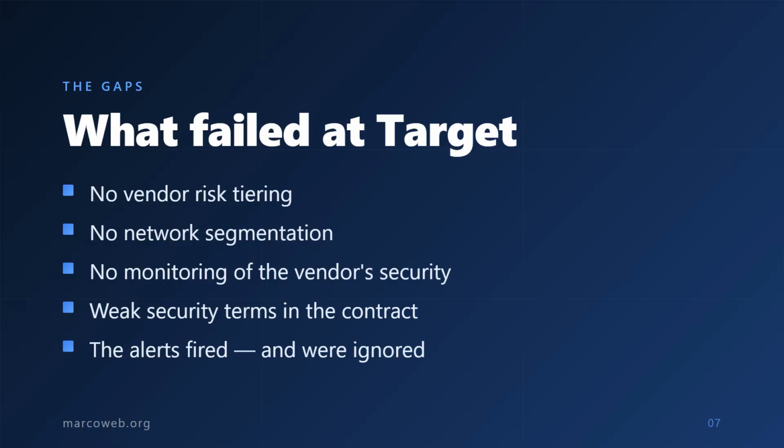At Target, the gaps were textbook. There was no risk tiering, an air conditioning contractor was treated like any other vendor. There was no network segmentation, the vendor zone had a clear path to payment systems. There was no monitoring of Phasio's security posture. Security requirements in the contract were weak. And critically, the alerts did fire, but no one acted on them.